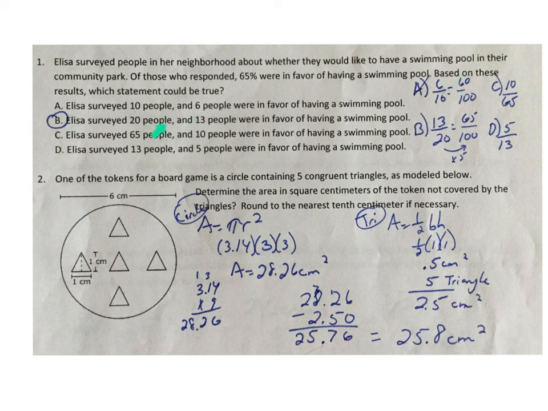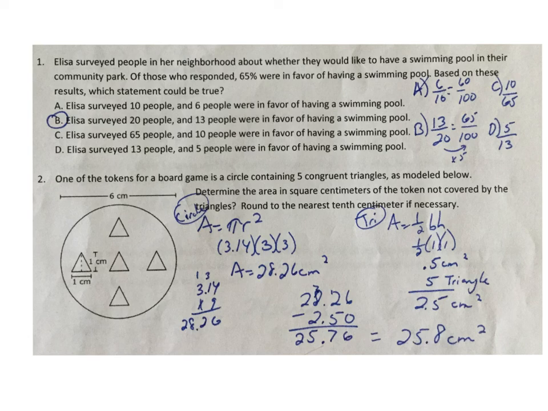If you set up B, 13 out of 20, that's 13 over 20, and you try and get that 100 because that's 100% right here. And then you multiply by 5, scale factor of 5, so 13 times 5 gets you 65. So that means this is equivalent to 65%. So that is the correct answer.